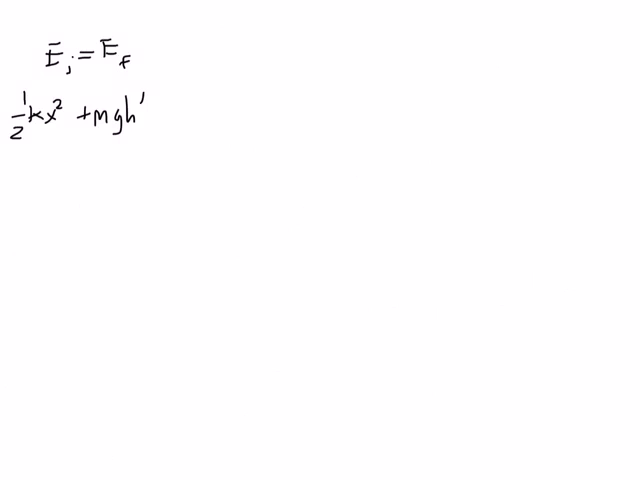Your first instinct might be, because of how it's drawn, to say that H prime and H are the same. But H is the position, in terms of height of the block, when the spring is unstretched. So if we stretch the spring a distance x, we add more height as well. So we have to figure out what H prime is. That's got to be our first step. And so we can do that.